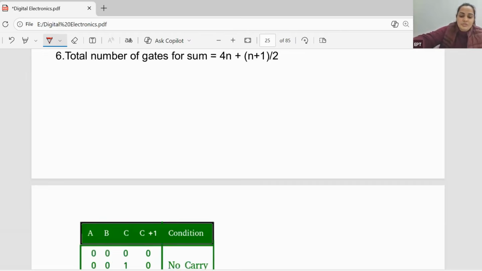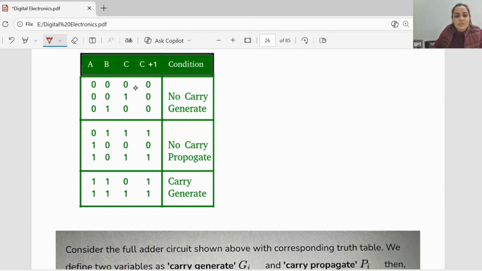Now, first I will show you the expression. So this is A, B, C, 3 inputs, carry. Okay, so 0 when there is no need to generate carry. If it is like this, 1 0 1, here we have carry, so carry will propagate. Now we will generate carry here.